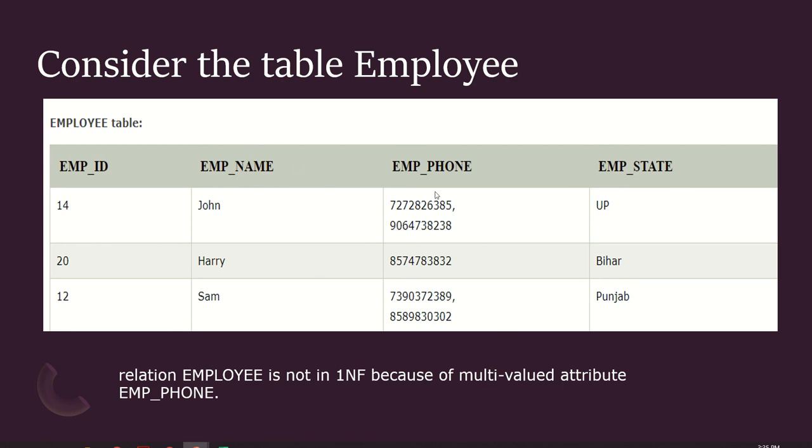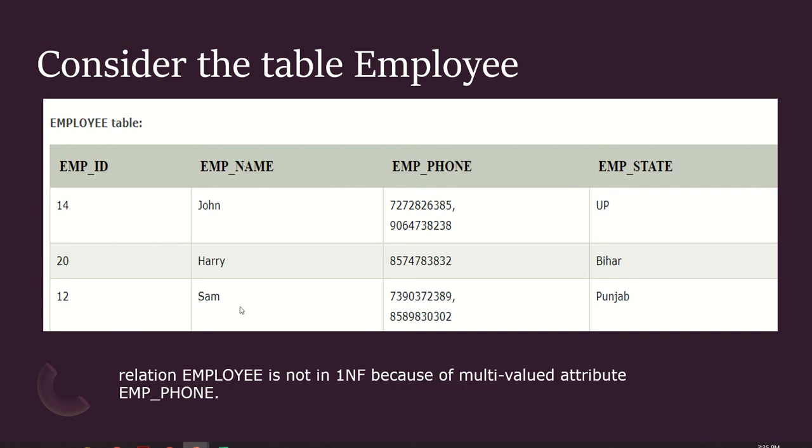If you see the table, you can see that these 4 columns are there inside this employee table: employee ID, employee name, employee phone number, and employee's state. If you check each and every row, for the first employee with employee number 14, his name is John, he has 2 phone numbers, and he is from UP. In the second row, 20 is the employee ID, Harry is the name, he has only 1 phone number, and he is from Bihar.